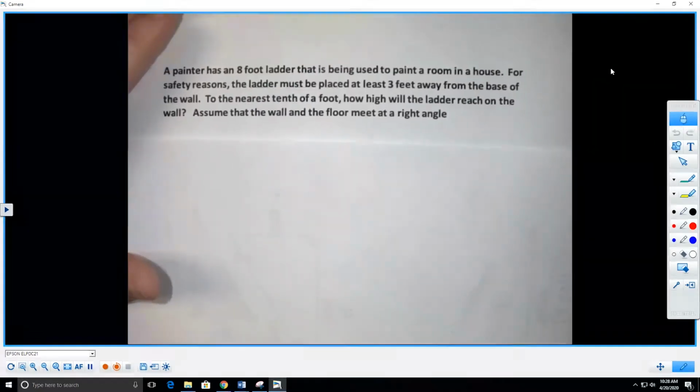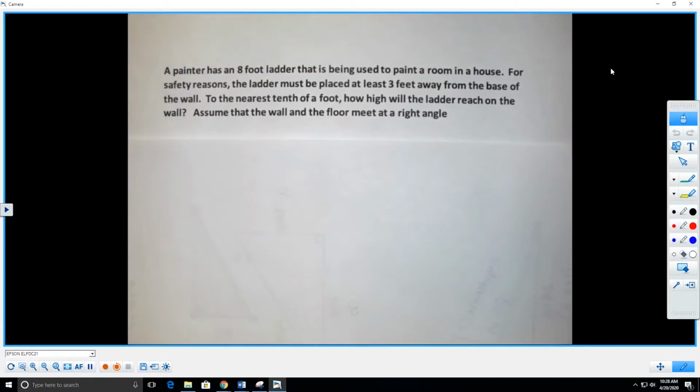A painter has an 8-foot ladder that is being used to paint a room in a house. For safety reasons, the ladder must be placed at least 3 feet away from the base of the wall. To the nearest tenth of a foot, how high will the ladder reach on the wall? Assume that the wall and the floor meet at a right angle. Did you sketch a picture? Does your sketch look something like this?